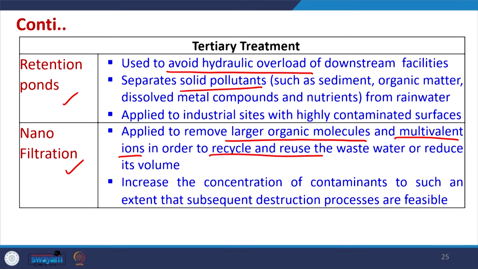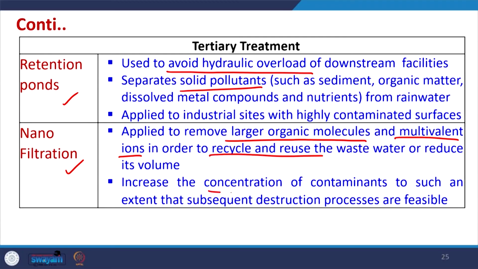So, nanofiltration, ultrafiltration and RO units are very common membrane technologies used for concentrating the effluents, and after that we can reuse most of the water, and only some amount of water has to be further treated, evaporated or discharged. This increases the concentration of contaminants to such an extent that subsequent destruction processes like thermal treatment, etc. can be used.